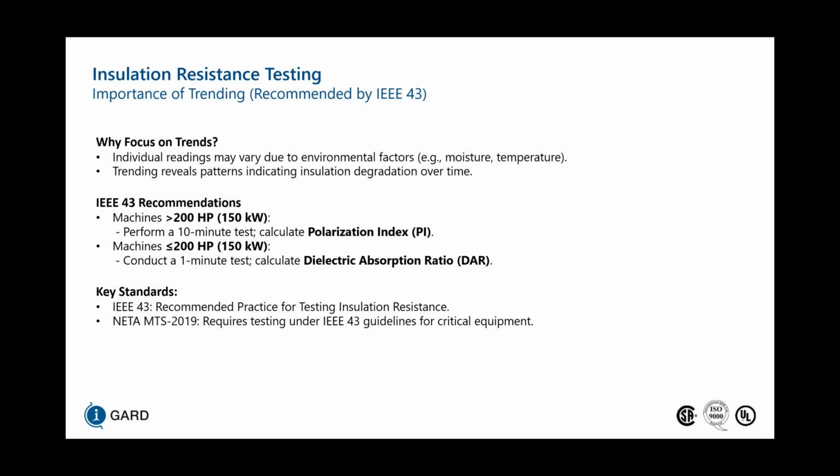indicating insulation degradation over time. IEEE 43 recommends that machines greater than 200 horsepower be given a 10-minute test to calculate the polarization index. For systems at or below 200 horsepower, conduct a 1-minute test calculating the dielectric absorption ratio, or DAR. The key standards that are important with respect to these tests are IEEE 43, which is the recommended practice for testing insulation resistance, and NETA MTS-2019, which requires testing under IEEE 43 guidelines for critical equipment.